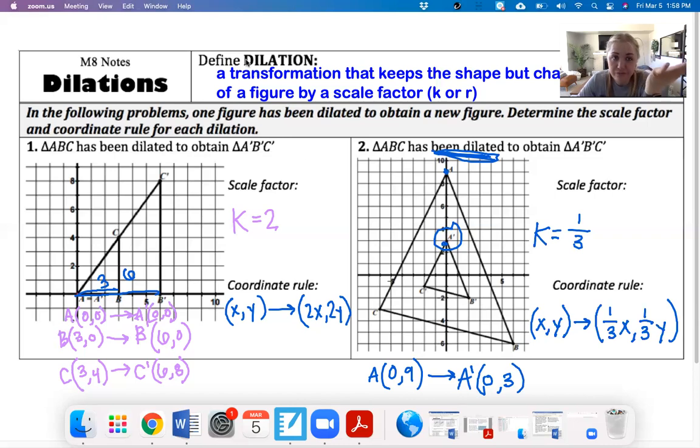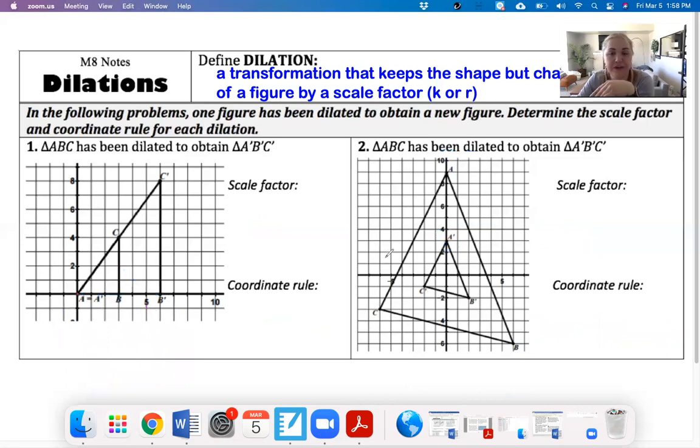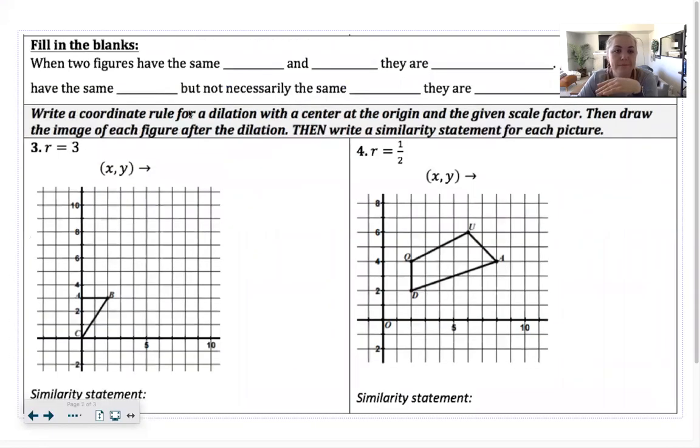Okay, so we see how it affects something like this. I'm going to clear this off. If you haven't already finished off this page, make sure you do so. And let's go to the next part of the notes. On this one, it says fill in the blanks.